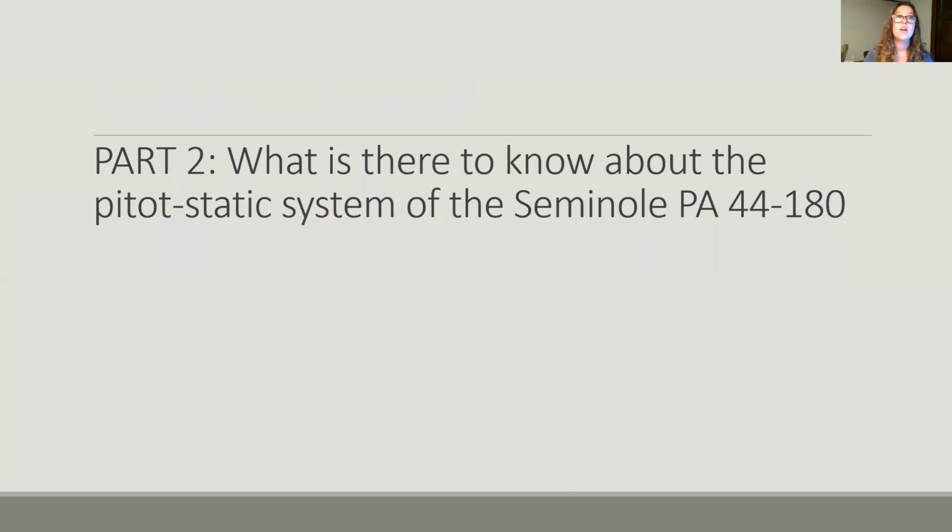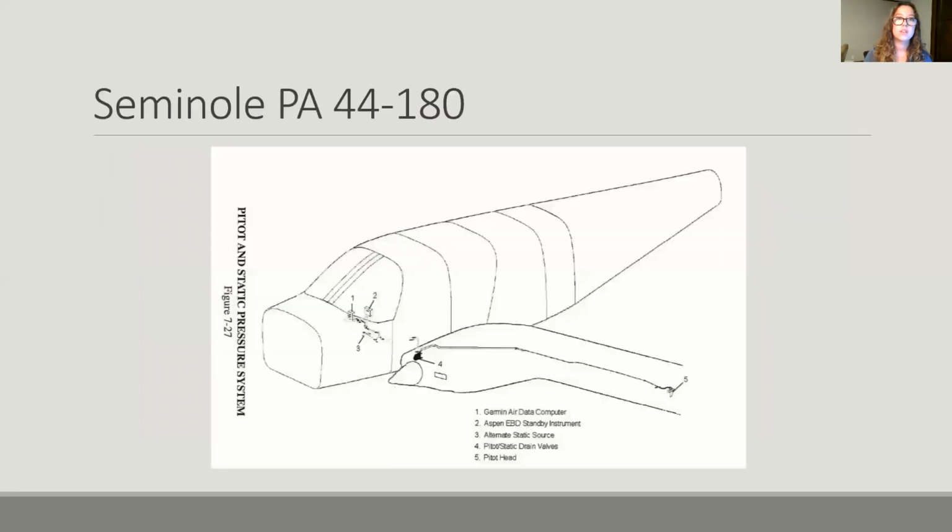Part 2. What is there to know about the pitot-static system of the Seminole PA-44-180? In the Seminole PA-44-180, the static and pitot pressure systems are combined into one pitot head, which is found on the bottom of the left wing of the aircraft. The alternate static source is located below the left side of the instrument panel.